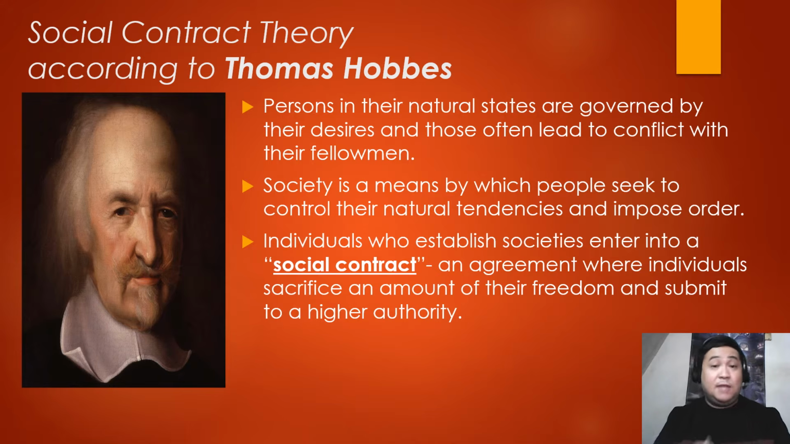Sabi nga dito sa second bullet, society is a means by which people seek to control their natural tendencies and impose order. So just imagine, di ba, na binuo ang society para magkaroon ng order at ng kaayusan. Kasi kung halimbawang wala ang society, there would be chaos, there would be anarchy. So dahil nga may society binuo para magkaroon ng order o kaayusan, kailangan ngayong pumasok ang society, ang lipunan at ang mga mamamayan sa tinatawag nating social contract.